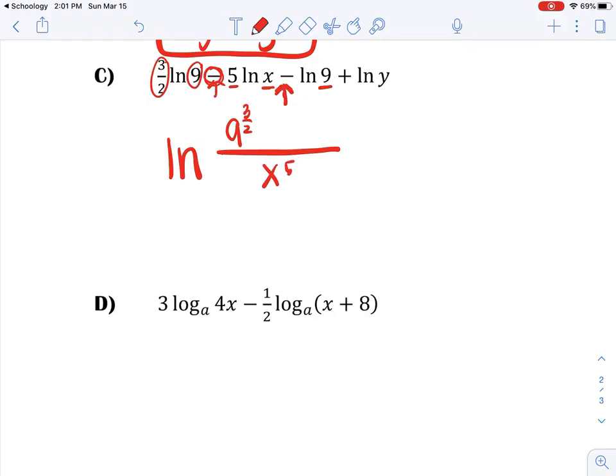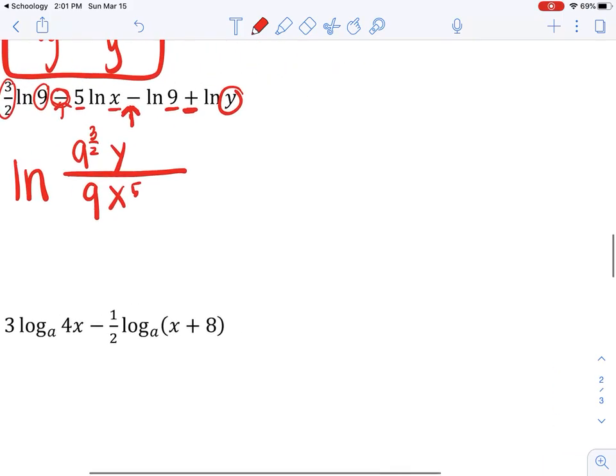Minus again, so notice I'm in my denominator again, 9. I wrote it in front because it's a coefficient. Now this is back to a plus right here, so this is back in my numerator. I have the argument of y in my numerator. All right, sidebar, 9 to the 3/2 power.